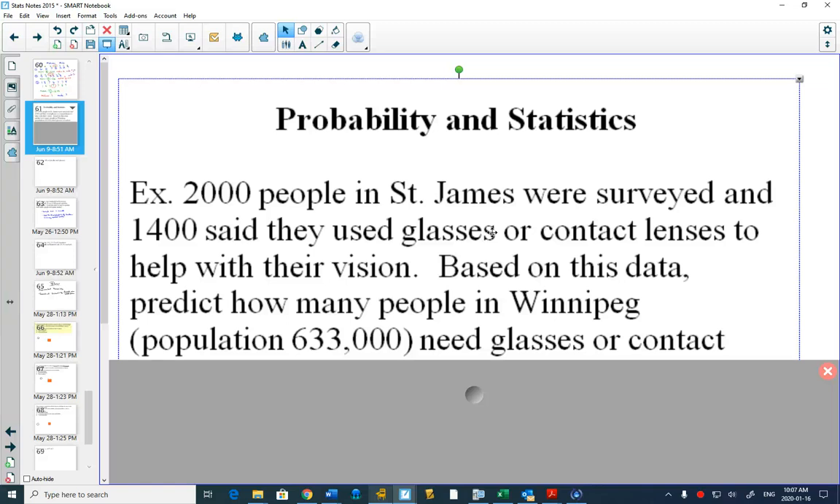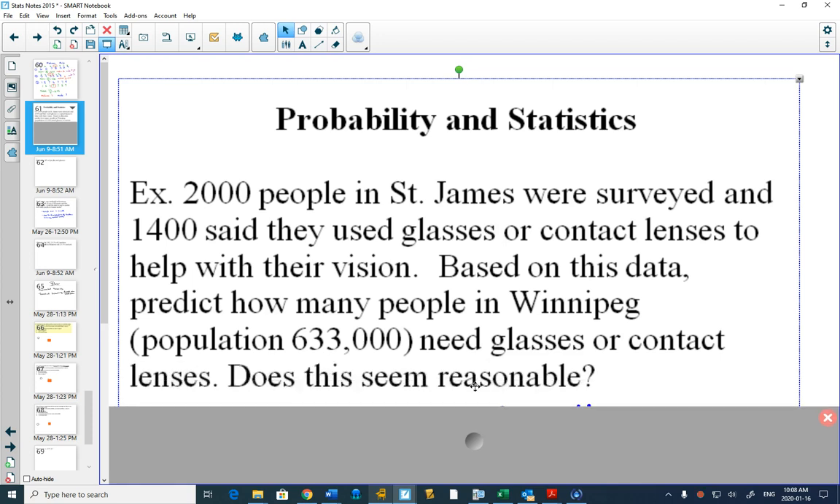In this example, looking at probability and statistics, they did a survey of 2,000 people in St. James. And 1,400 people said they either use glasses or contact lenses to help them with their vision. Based on that data, we have to predict how many people in Winnipeg, assuming Winnipeg has a population of 633,000 people, need glasses or contact lenses.